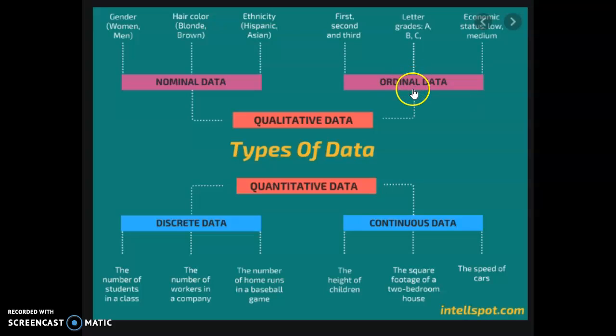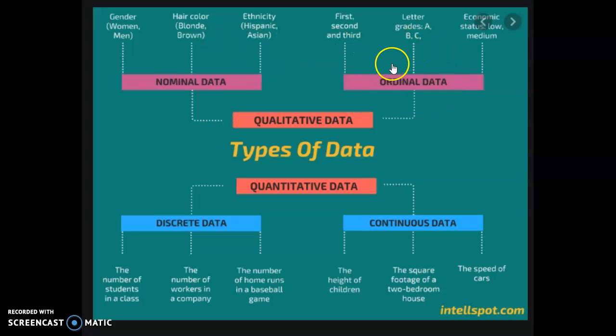The next level up would be ordinal data. And these would be things like rankings, where you can tell that one thing is higher than the other, but you can't tell how much higher. So in a race for second and third, the distance between first and second may be very different than the distance between second and third place in a race. So that gives us ordinal.